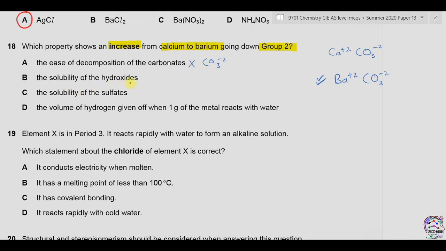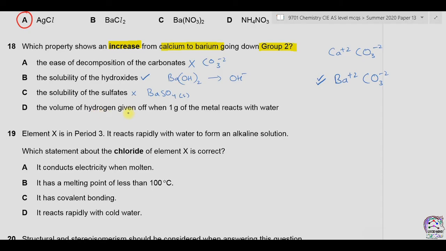B says the solubility of hydroxides. Now as we move down in group 2, the solubility of hydroxide actually increases and we can see that barium hydroxide is far more alkaline as compared to calcium hydroxide. This is because barium hydroxide easily produces hydroxide ions. So this could be correct. C says the solubility of the sulfates. The solubility of sulfates decreases going down in group 2. And we can see that barium sulfate is far more insoluble as compared to calcium sulfate.